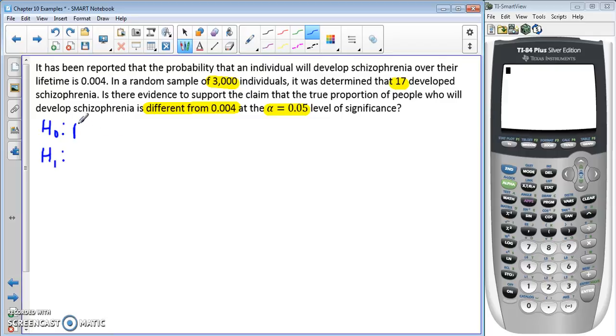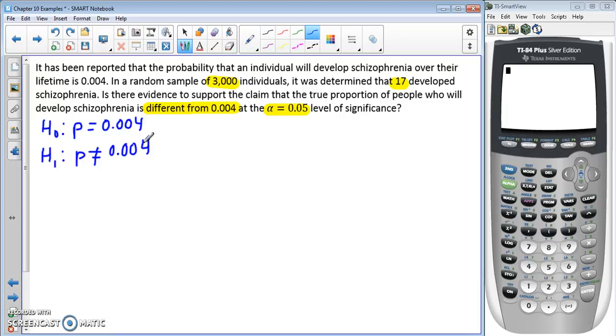So P is equal to 0.004, and then our alternative is P is not equal to, they just said is different, 0.004. So there's our null and alternative hypotheses.